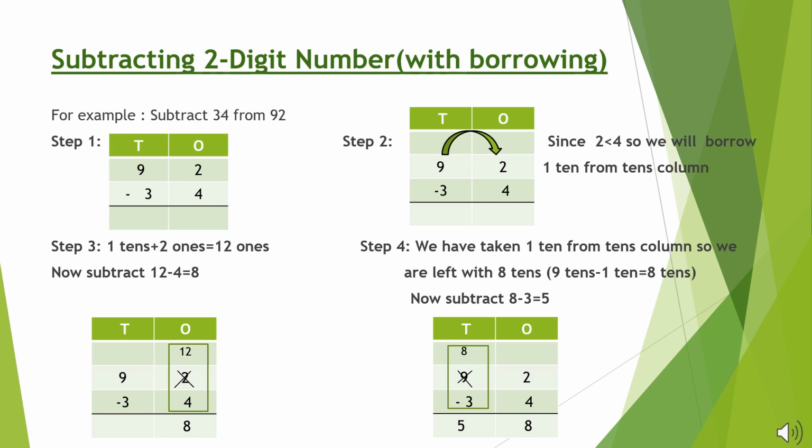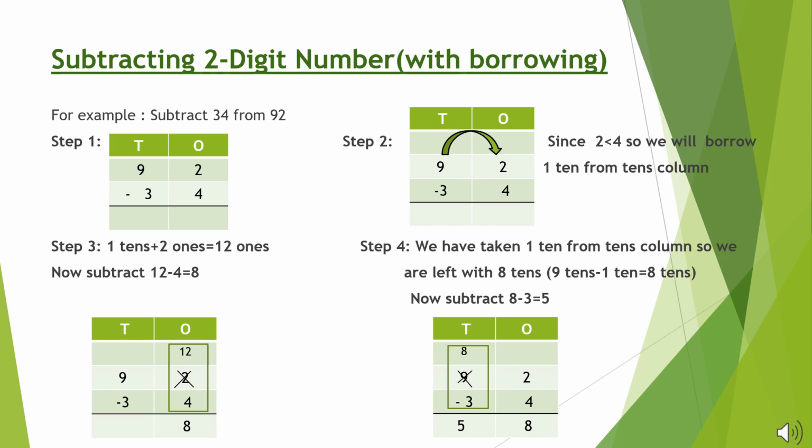Subtract 34 from 92. First, we will compare both the numbers: 92 is greater than 34. So, we will write 92 above 34. Starting from the ones column, as you can see, 2 is less than 4. So, we will have to borrow one from the tens column. We will borrow 1 ten from the tens column.